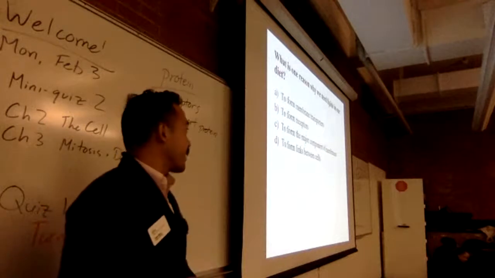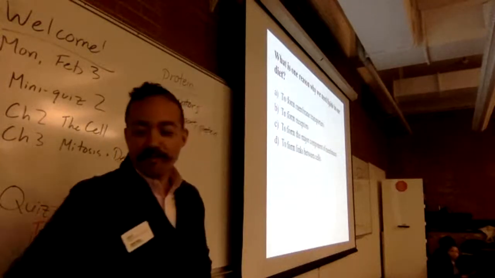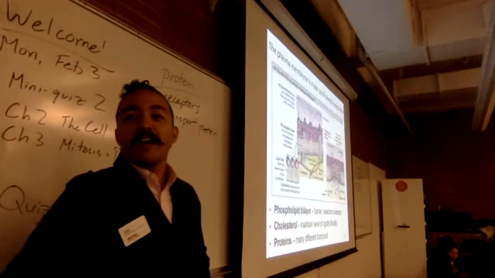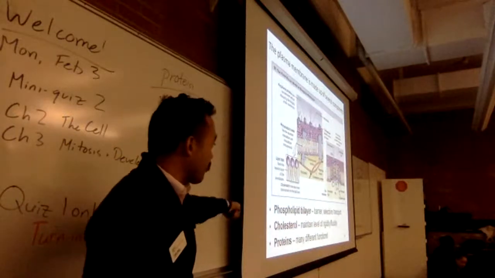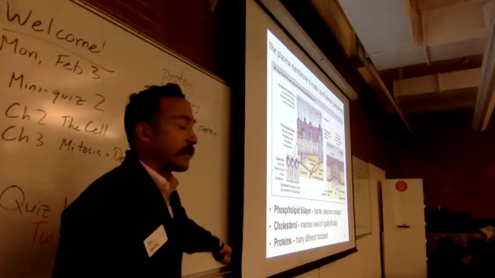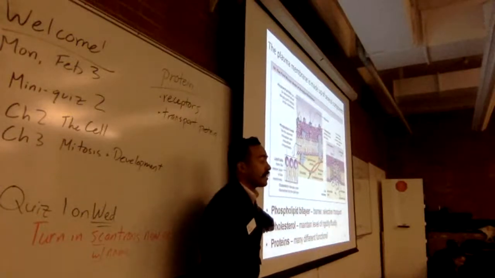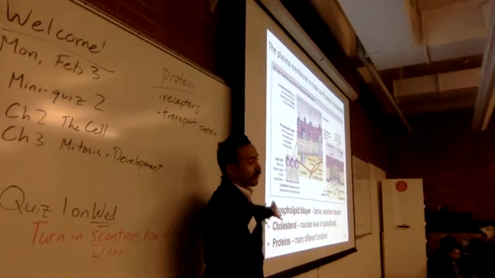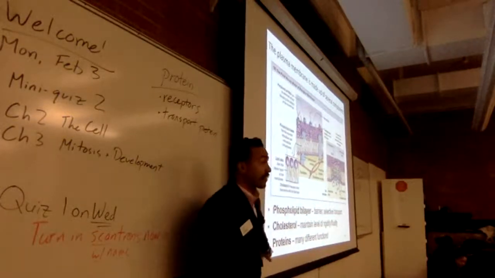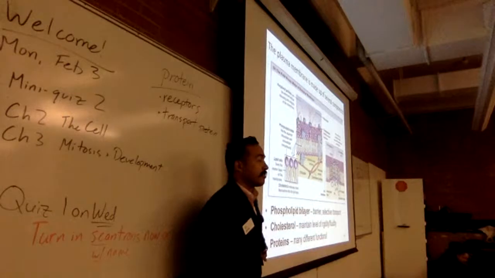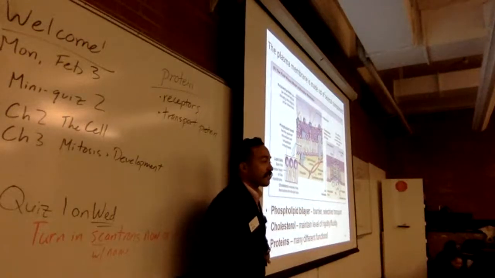All right. Take a moment. Oh, sorry. Let me go back real quick. So we've just gone over three different molecules: phospholipids, cholesterol, and protein. Cholesterol is a form of lipid, another type of lipid. So cholesterol is a lipid, phospholipids are lipids. Proteins are a different class of molecules.